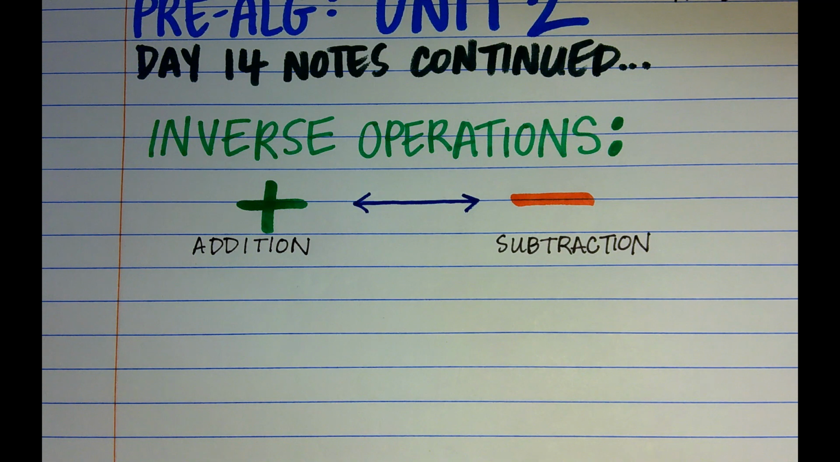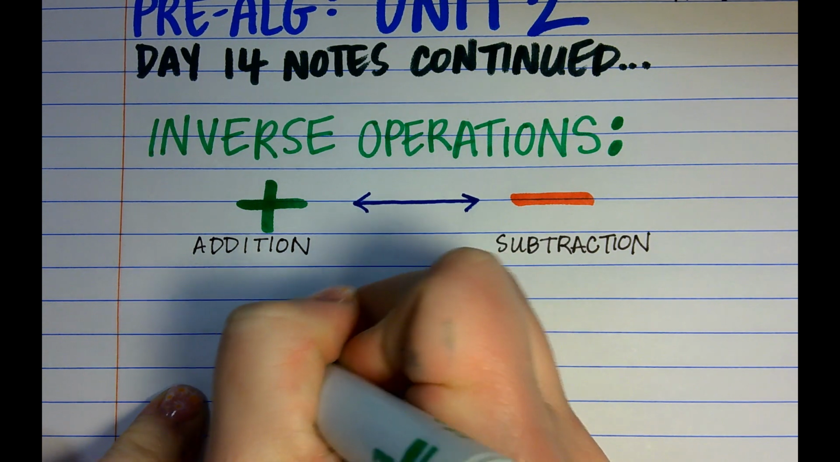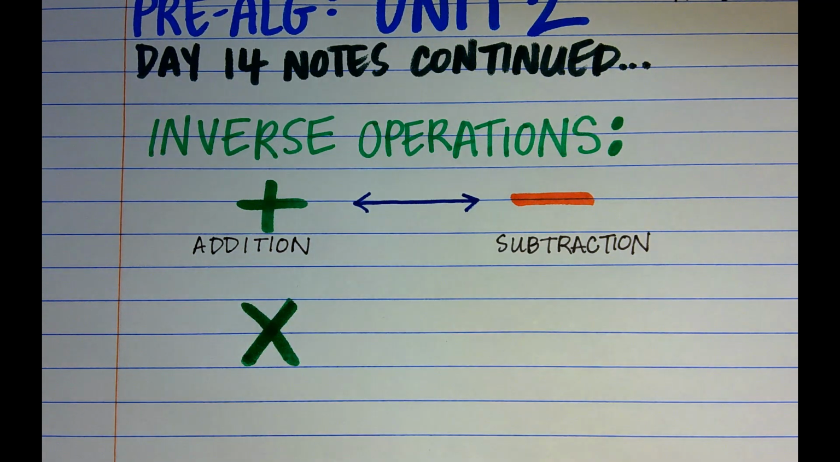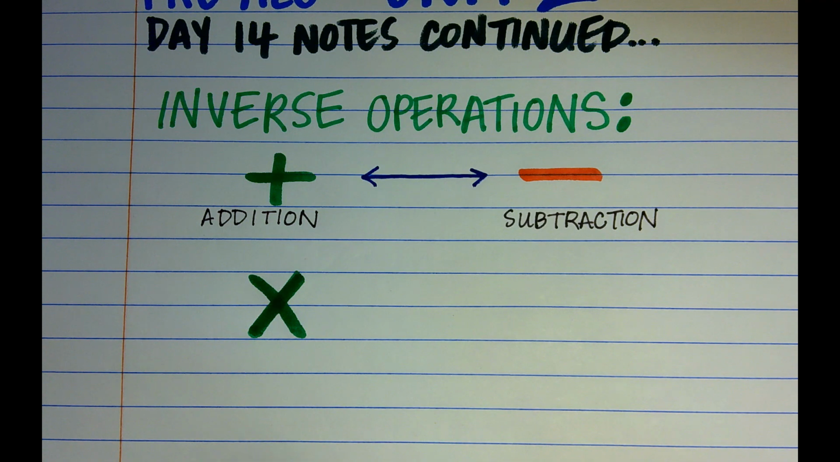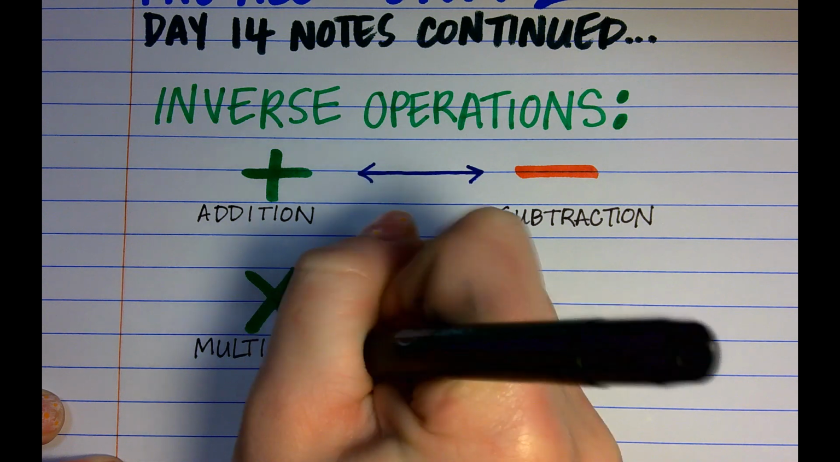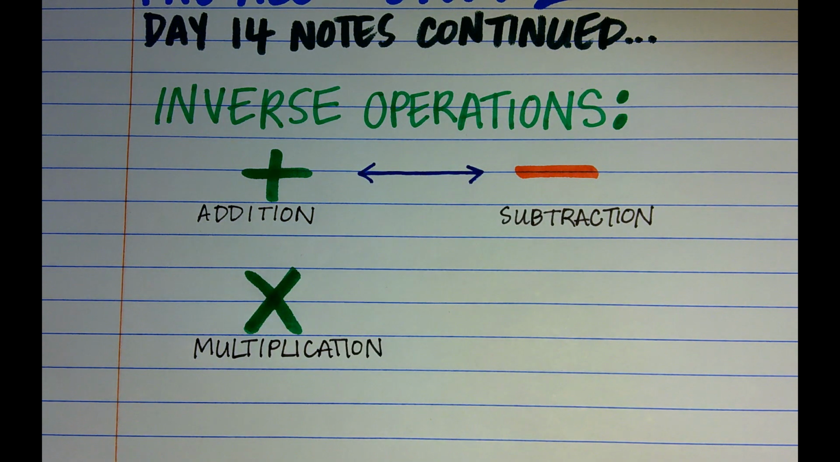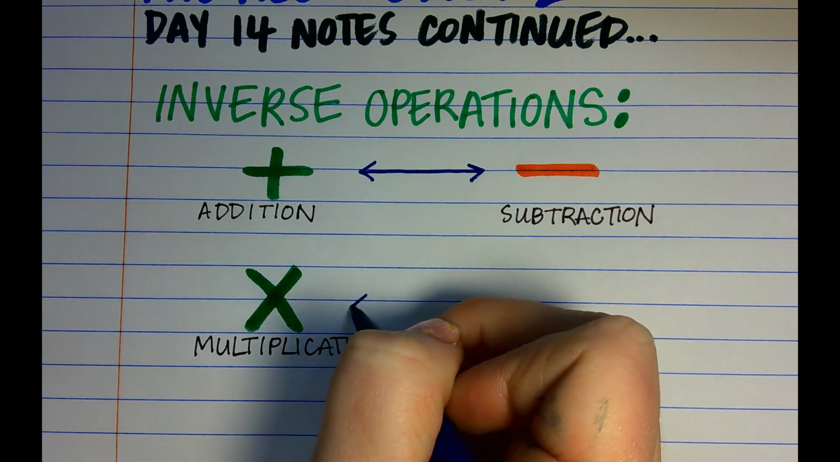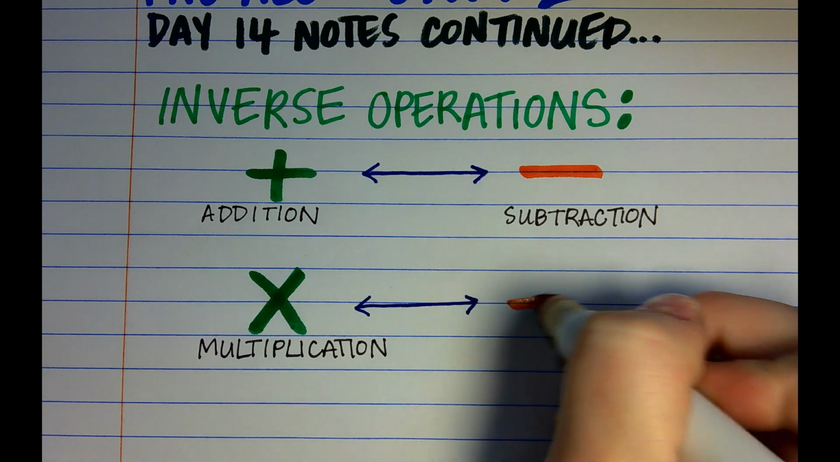Now we're going to move to the next operation, which will be multiplication, multiplying. What's the opposite of multiplication? Division. Good.